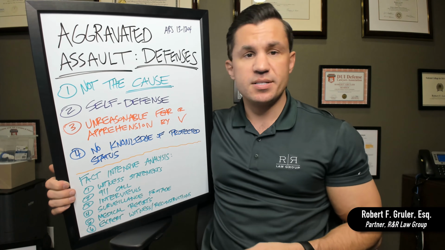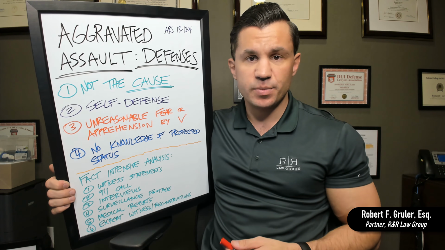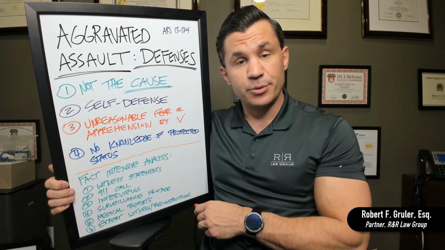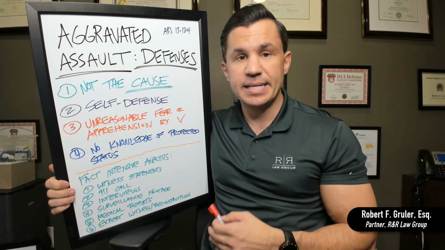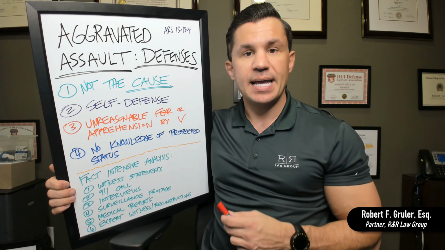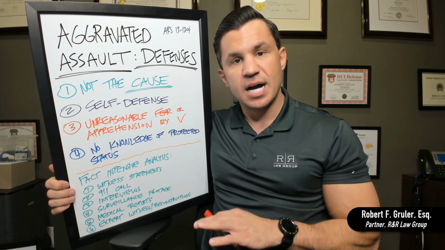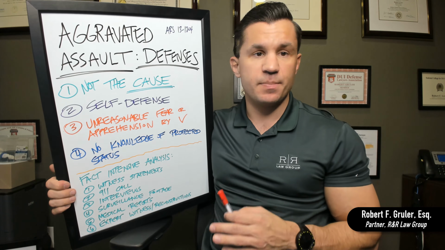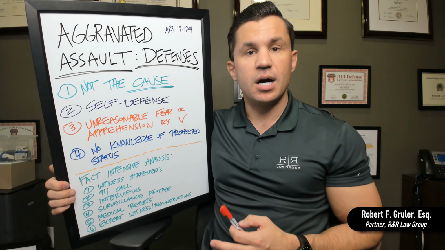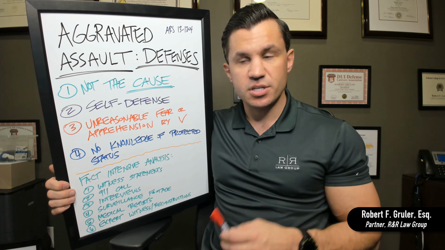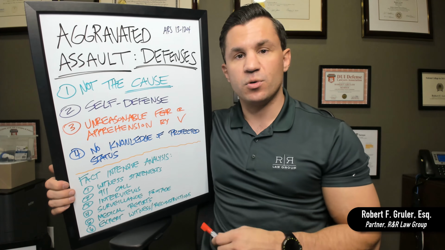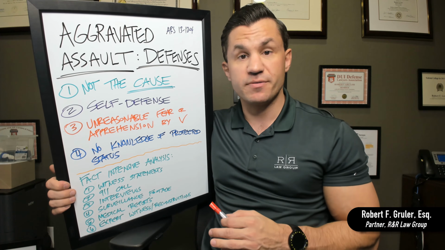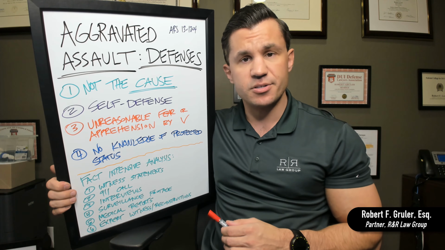And we want expert witnesses to be involved. So there may be an alternative explanation for a lot of this stuff. We may be able to reconstruct what actually happened inside an apartment or inside a house and show that this was not caused by our client. This was caused by the person themselves from slipping, from falling, or from doing something on their own that caused their own injuries. So as you can see, this is just a very topical, basic explanation of some of the defenses that are available in aggravated assault cases.